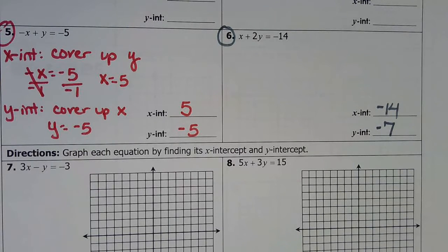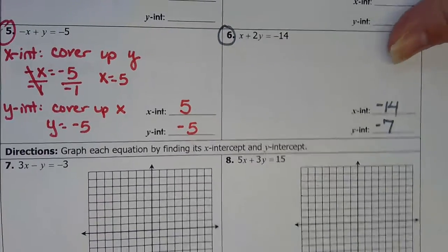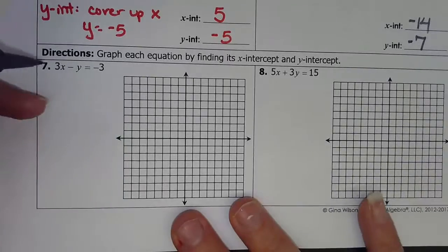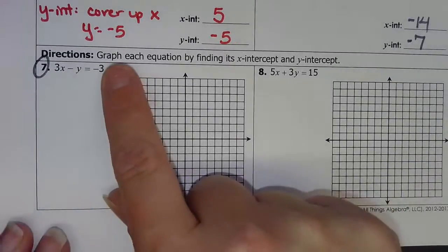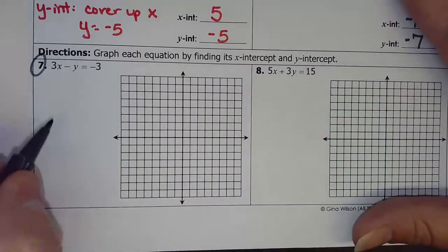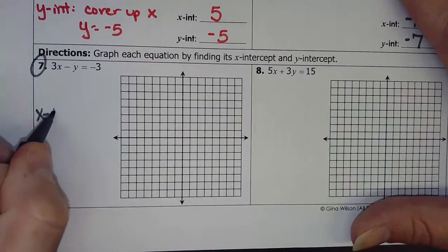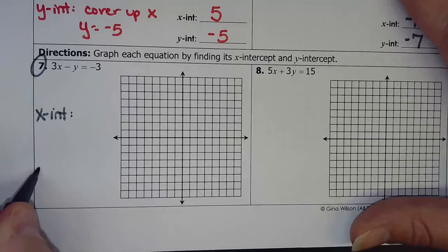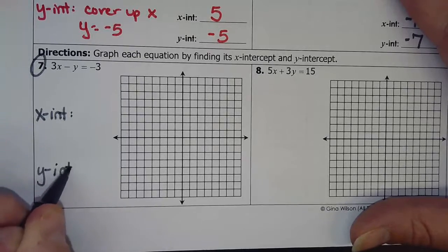Okay. I want to walk through 7 and 8 and show you what these graphs look like, and how you use these intercepts to graph, because I think you're going to like graphing this way. Maybe because I'm here, it'll make more sense. So for 7 and 8, let's look at number 7. It says graph each equation by finding its x-intercept and y-intercept. So we need to find the x-intercept, and we need to find the y-intercept.